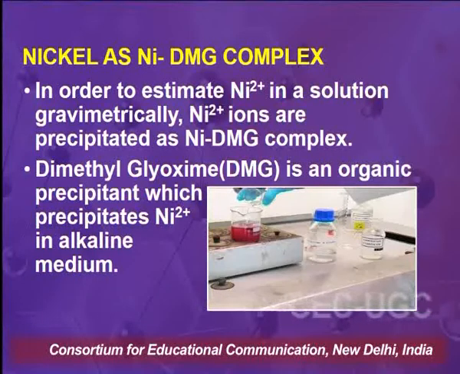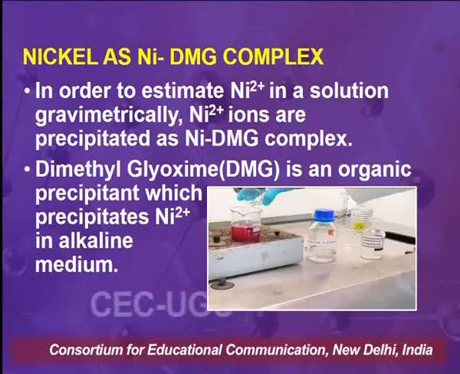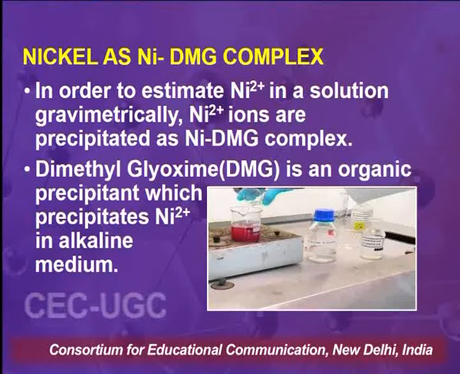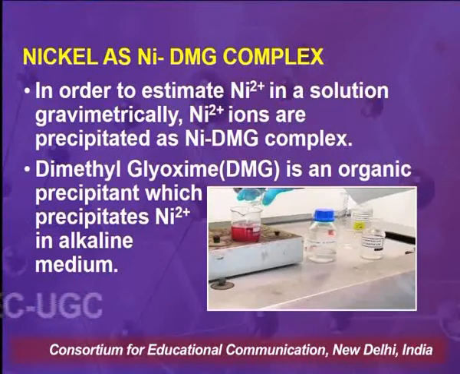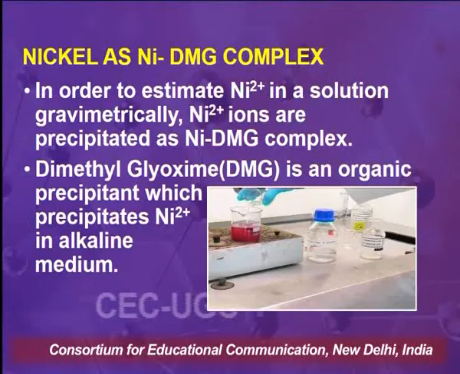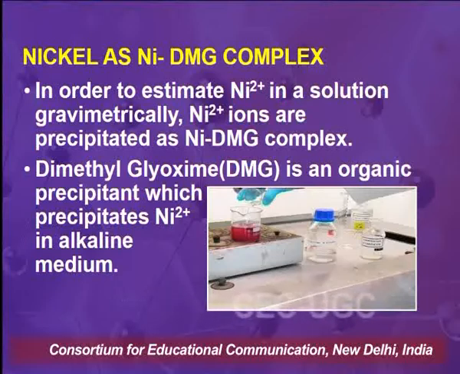is the most common complex of nickel which can be easily precipitated out. Nickel can form a very good complex with DMG, which is called dimethyl glyoxime, and it gives very good thick red colored precipitates which can be filtered out and estimated. So, in order to estimate nickel ions in a solution gravimetrically, they are precipitated as the nickel DMG complex.